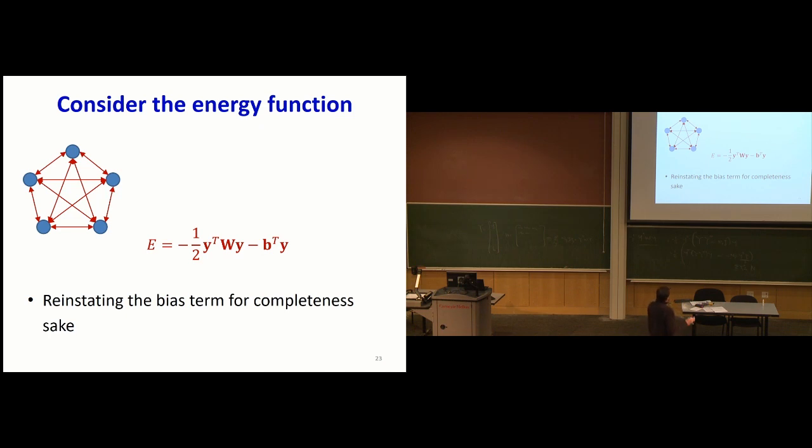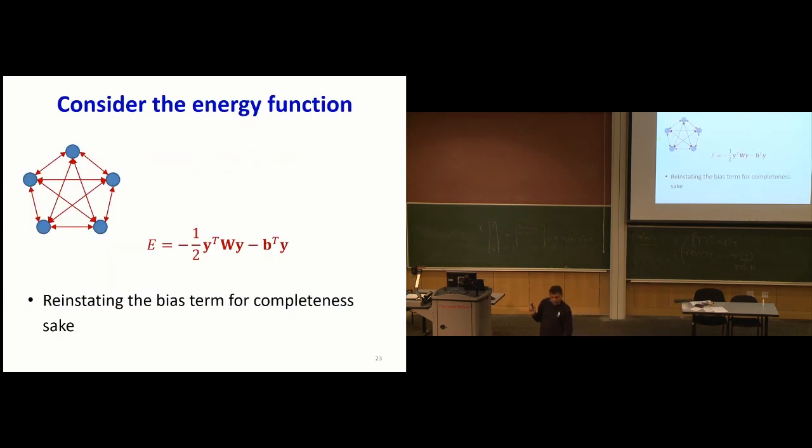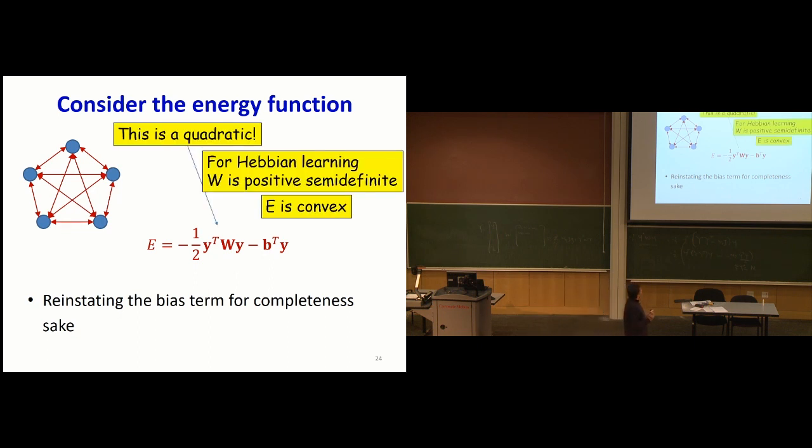Going back to this energy function, I'm reintroducing the bias first. So hold this thought. Now let's get to your question. This term here, even with the bias, is a quadratic. For Hebbian learning, W is positive semi-definite. In other words, this is convex, right? If it's positive definite, it has a unique minimum. If it's positive semi-definite, it has a linear manifold which represents all minima. But then the function itself has a unique minimum. The function is convex, right?